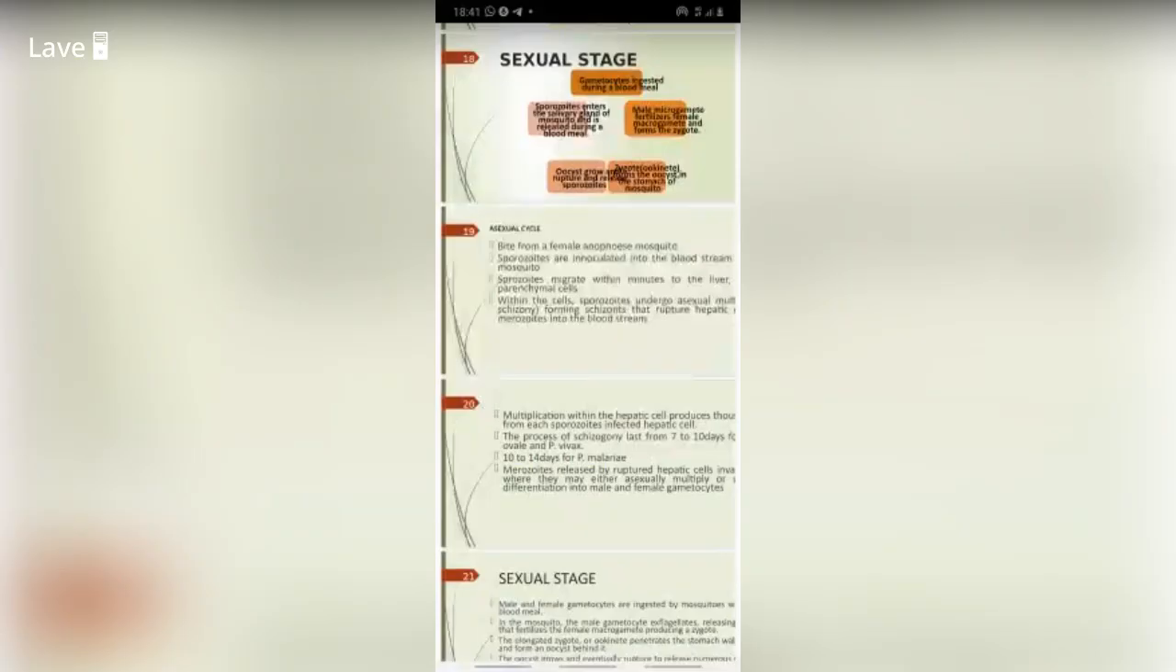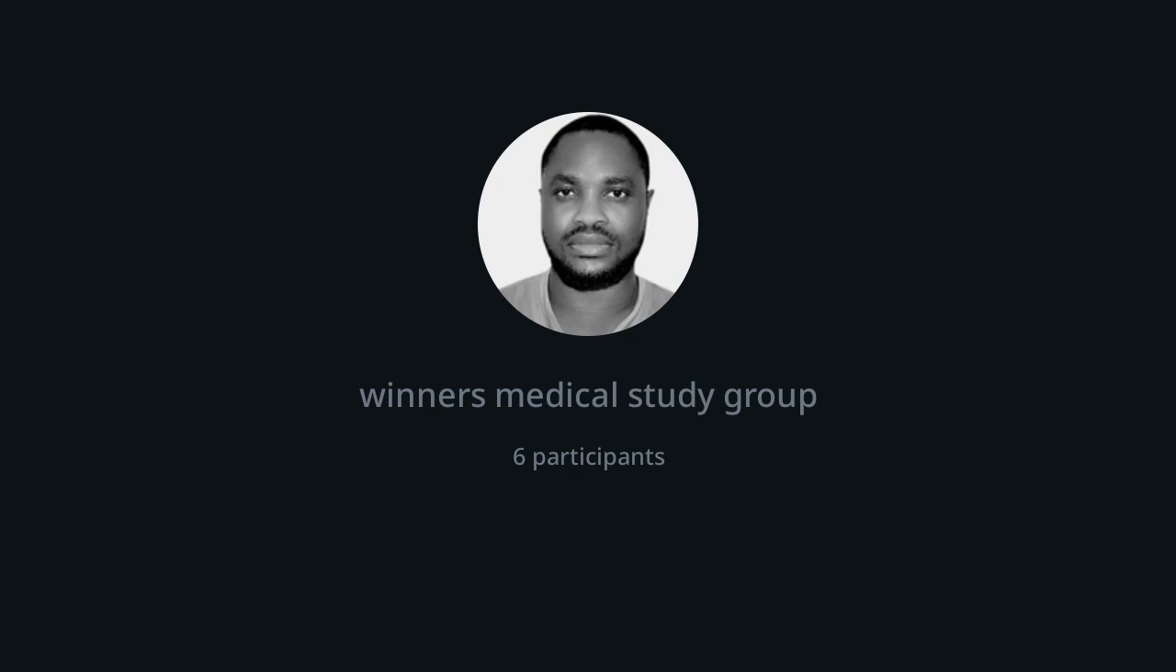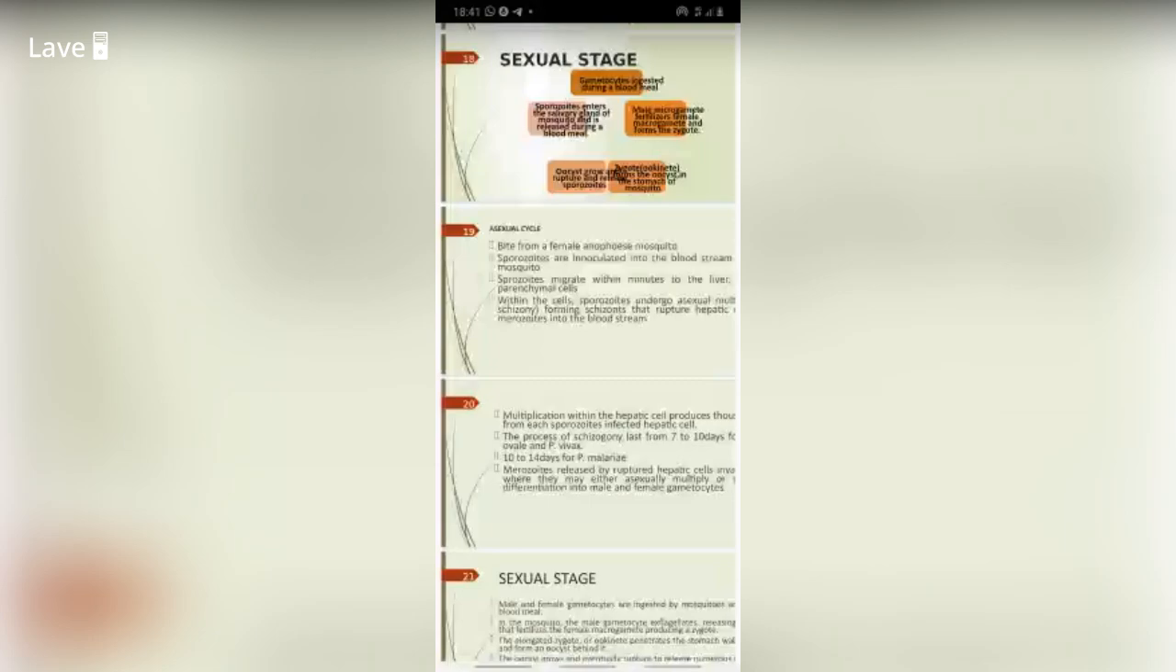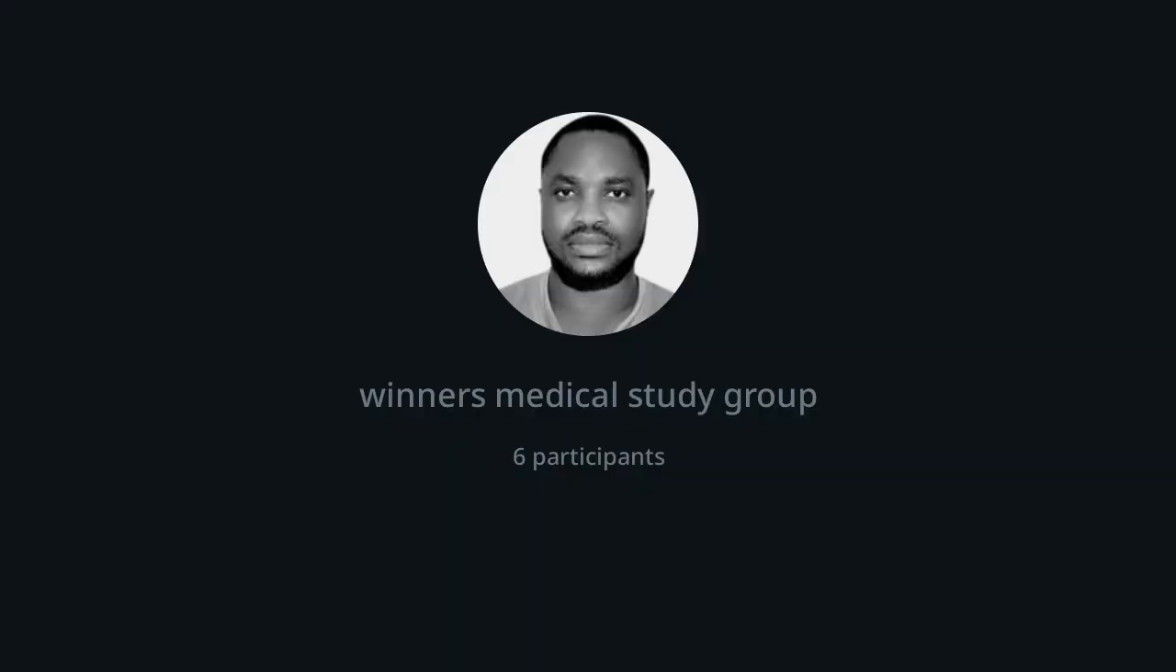The zygote, which we call ookinete, will later form an oocyst in the stomach of the mosquito. The oocyst will grow and then rupture and release sporozoites. These sporozoites will now enter the salivary gland of the mosquito and is released during a blood meal.